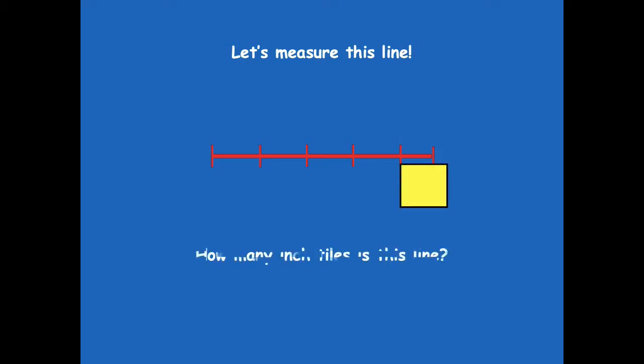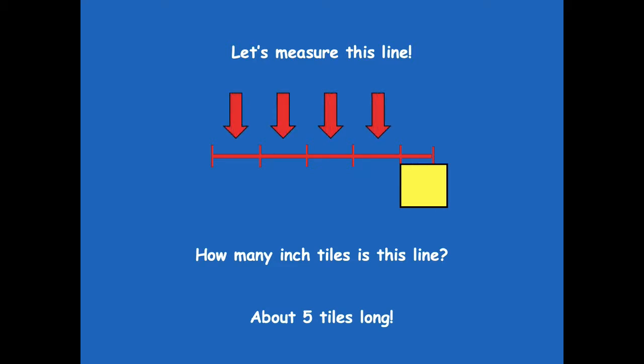Okay. Now, how many inch tiles is this line? It's about 5-inch tiles, right? Because we have 1, 2, 3, 4, and then 5. We're actually a little over halfway, so we get to count that as our 5th tile. So we say about. It's not exactly, it's about.